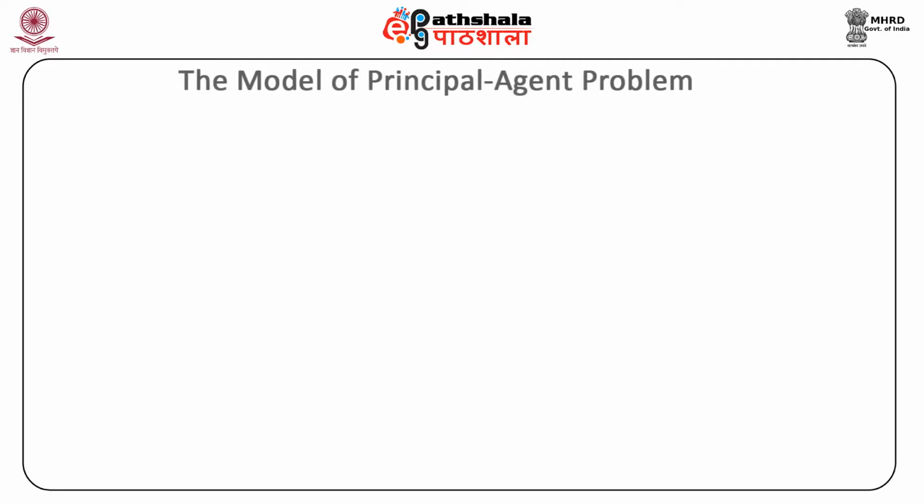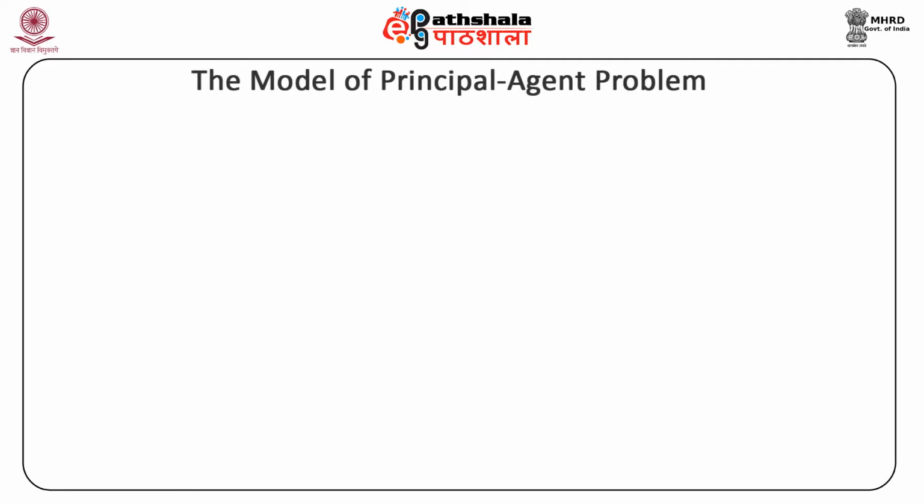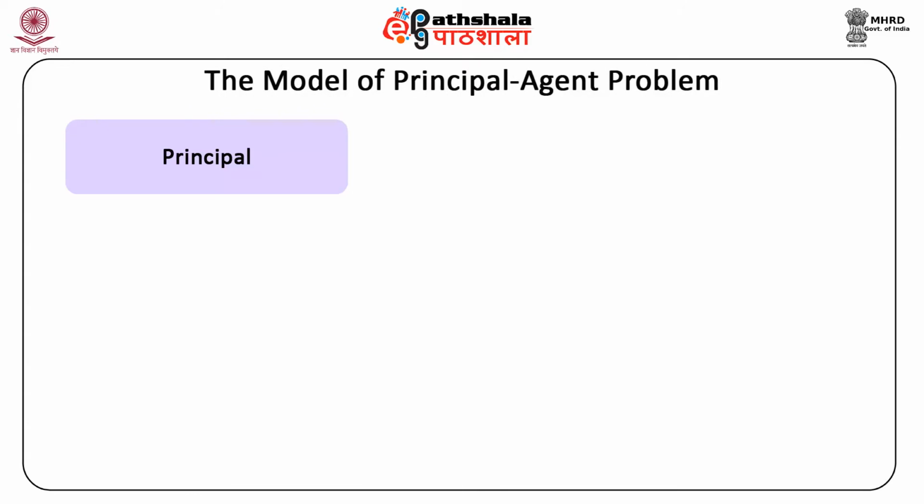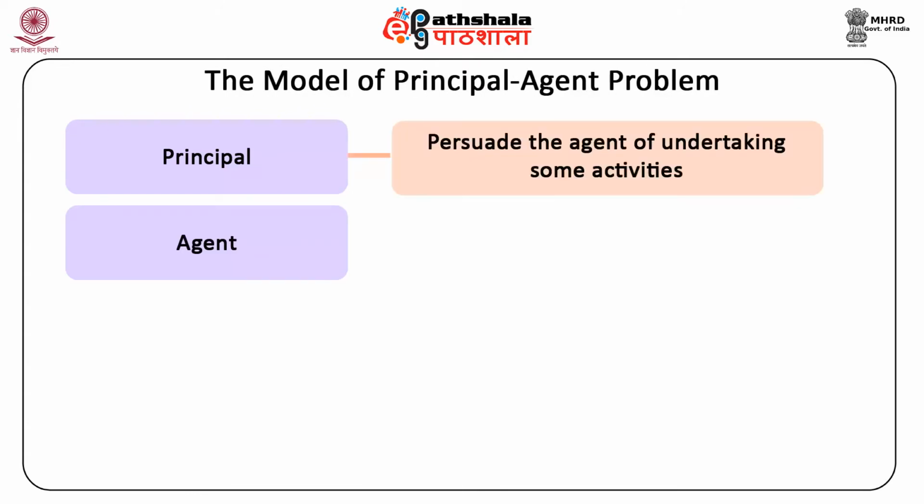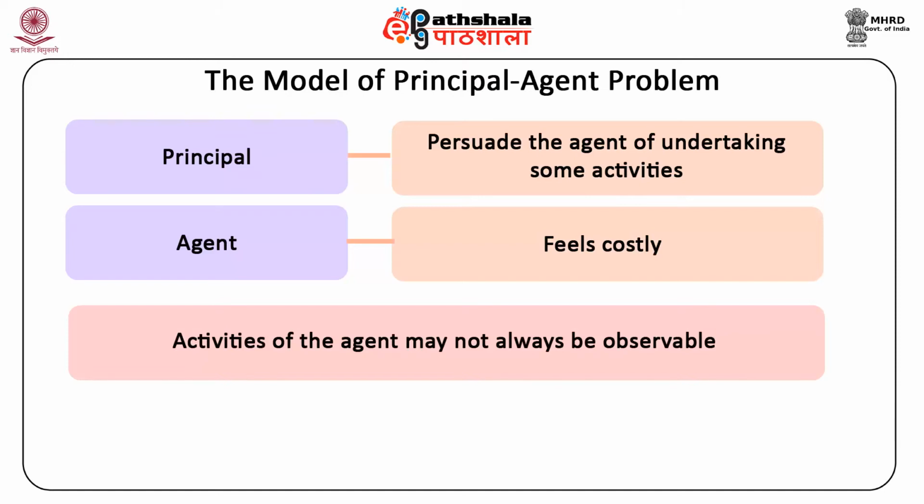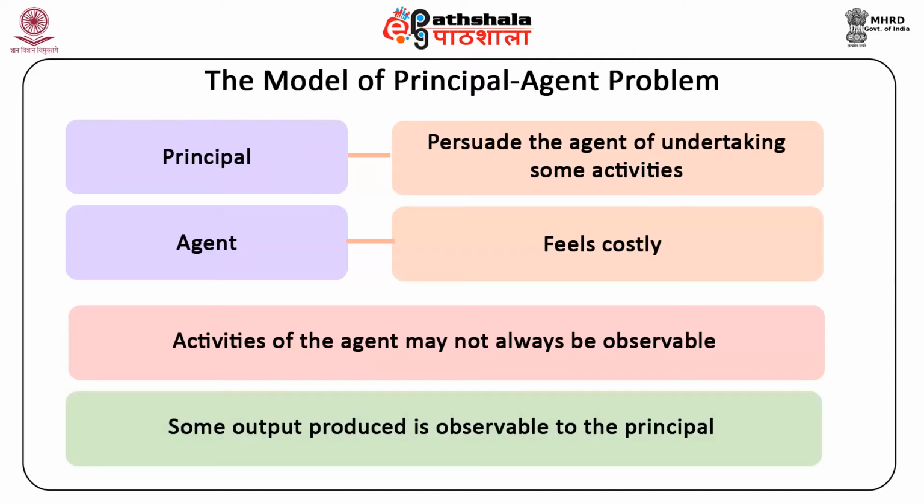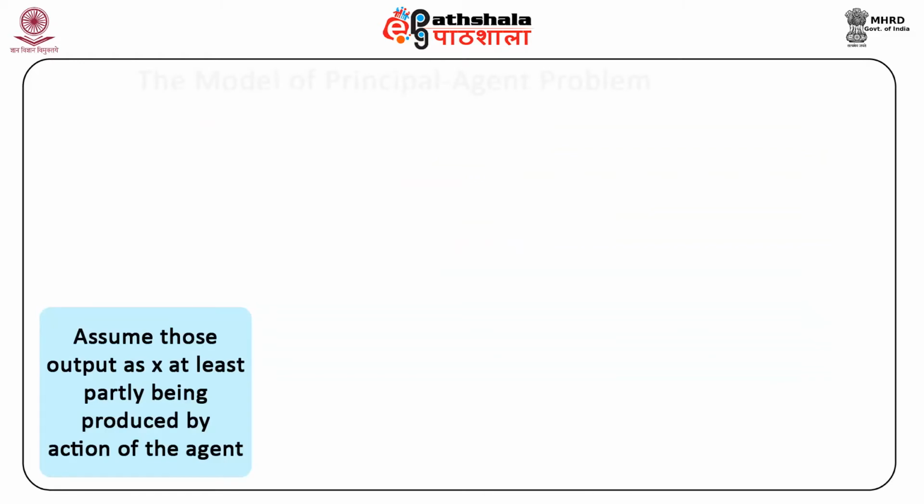Let us assume that there are two persons. One is the principal and another is the agent. The principal wishes to persuade the agent to undertake some activities which the agent feels are costly. The activities of the agent may not always be observable to the principal. However, some output produced is observable to the principal. Let us call that output X, at least partly produced by the action of the agent.